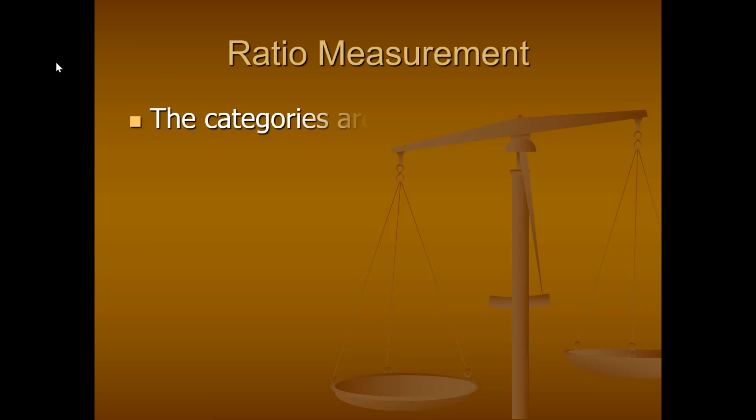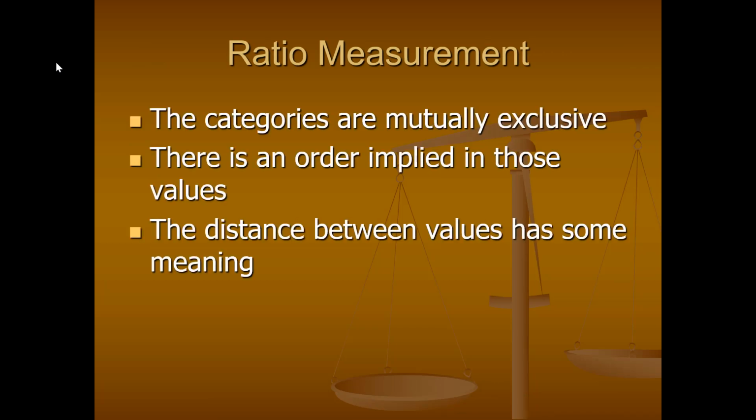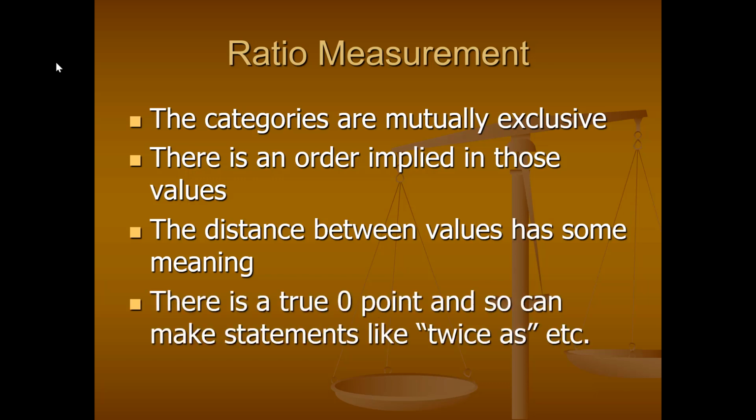Okay, ratio measurement. Categories are mutually exclusive. There's an order implied. The distance between the values has some meaning. And then, as I suggested before, there's a true 0 point. And so we can make statements like twice as, 3 times more, etc. We can calculate ratios. The 0 is actually the absence of whatever it is we're measuring.